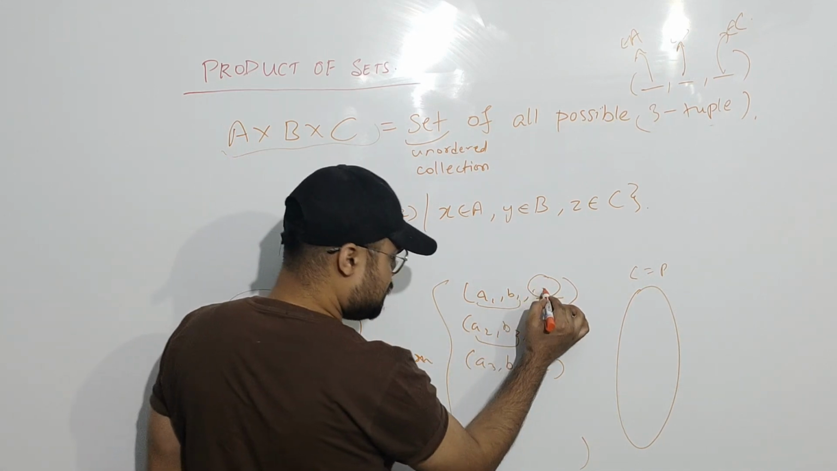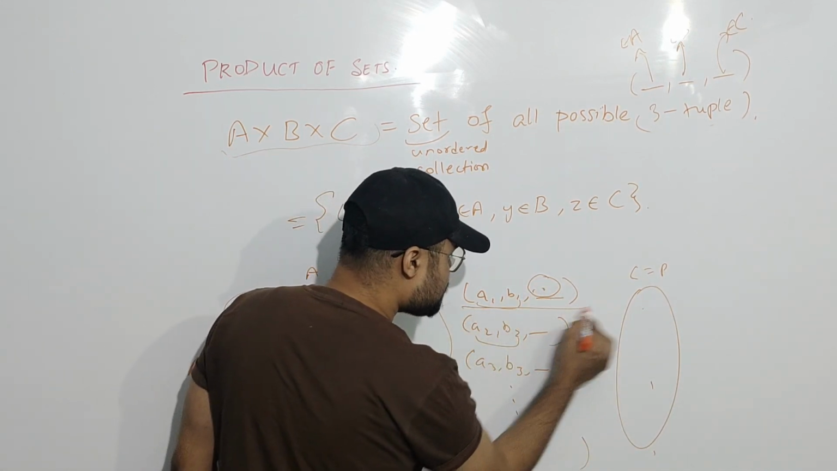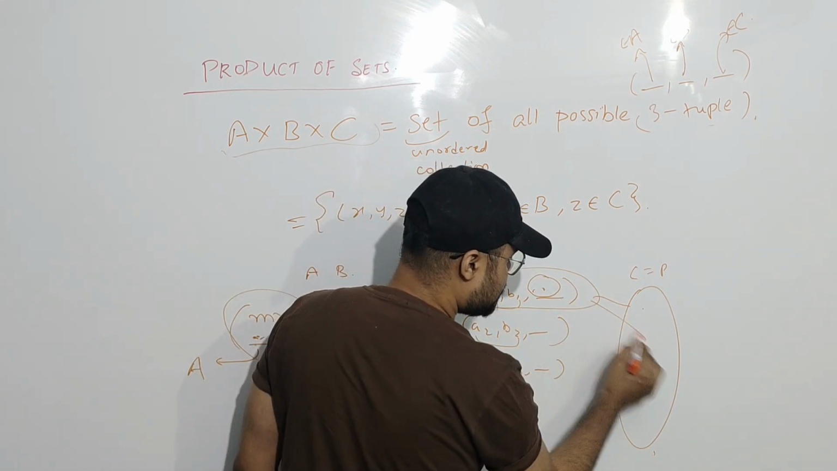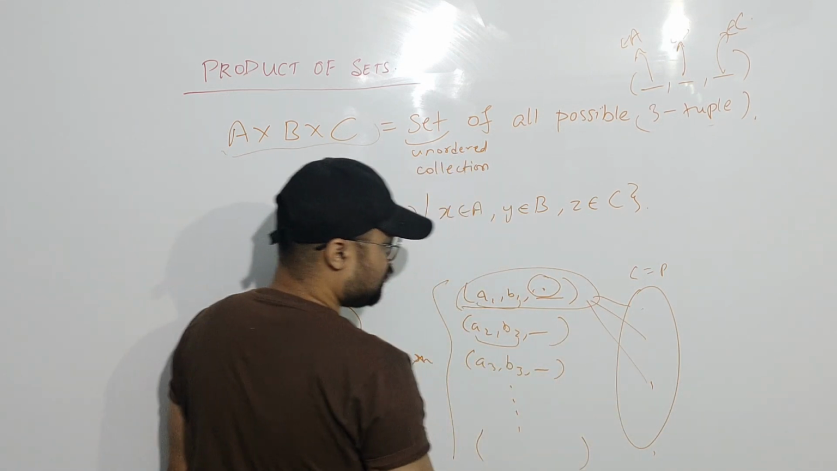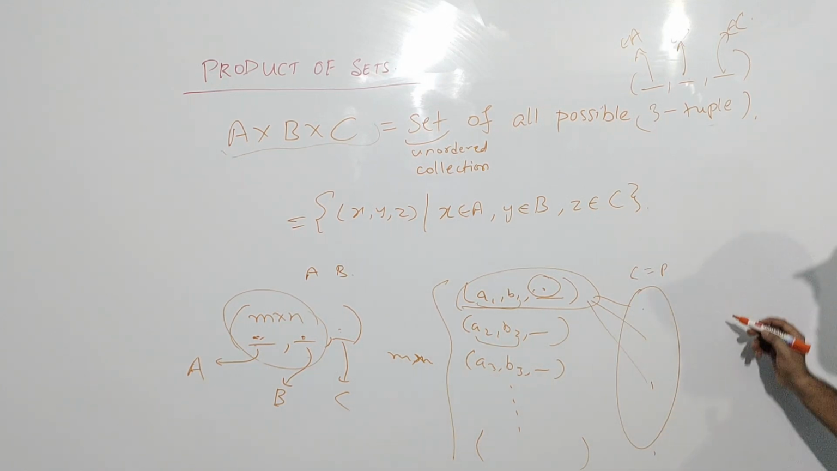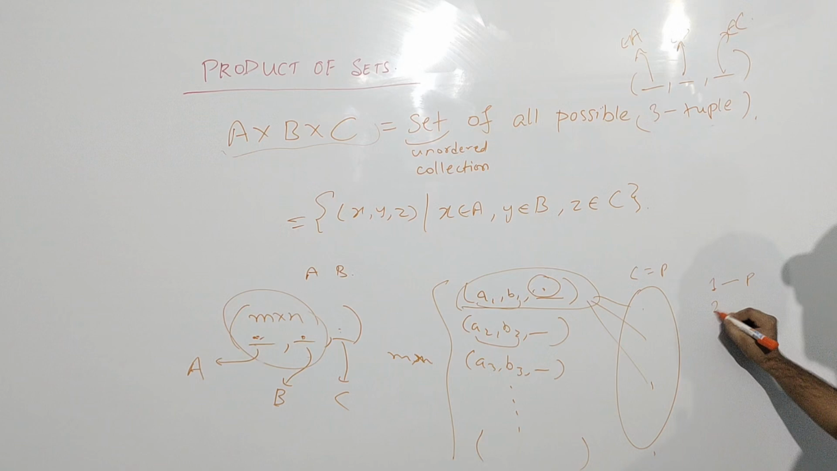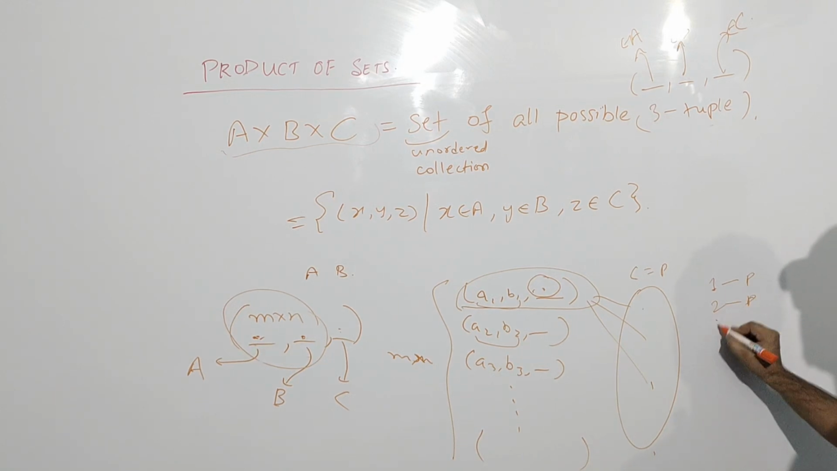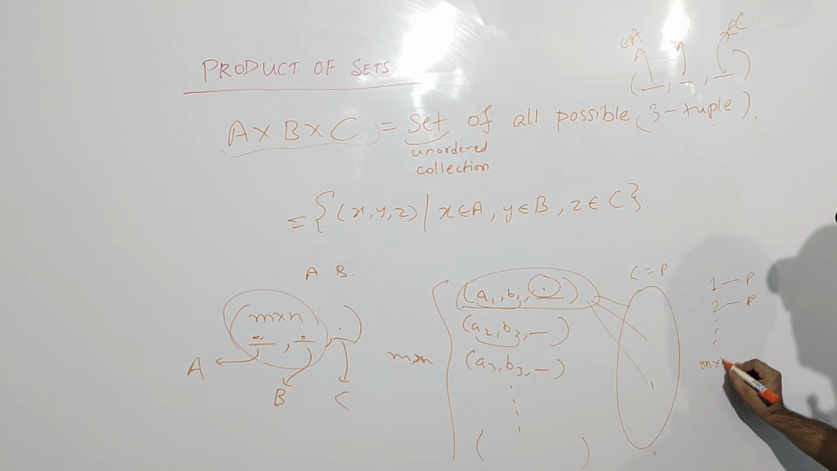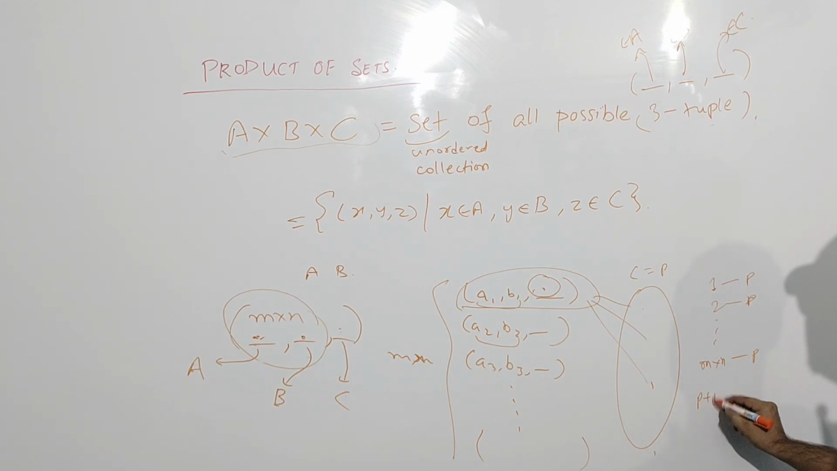Now to include this, we have to pick it from here, and for each of these, you have p choices. So it becomes, in a similar manner, for the first one, you have p choices. For the second one, you have p choices, and so on. For the m into nth one, you have p choices. So the number of elements becomes p plus, so on, p, which is equal to m into n into p.